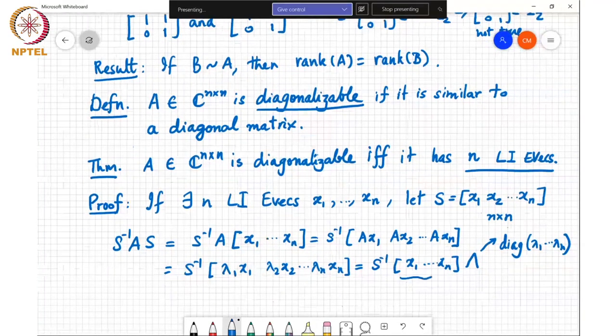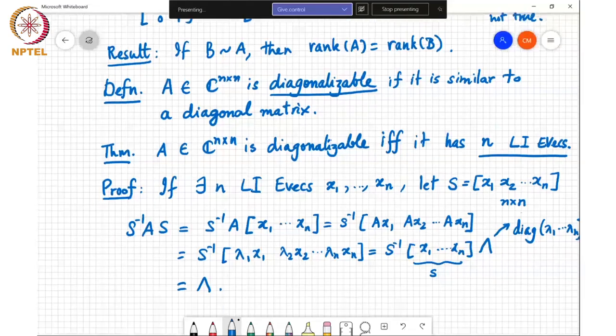But then this matrix is just S, and so I have S inverse S, which is the identity matrix, times lambda, which is equal to lambda. So we've shown that the matrix actually gets diagonalized. What this shows is that if there are n linearly independent eigenvectors, then the matrix A is diagonalizable. By a similarity transform, I've reduced A to a diagonal matrix. Since it's an if and only if condition, I need to show the converse also.